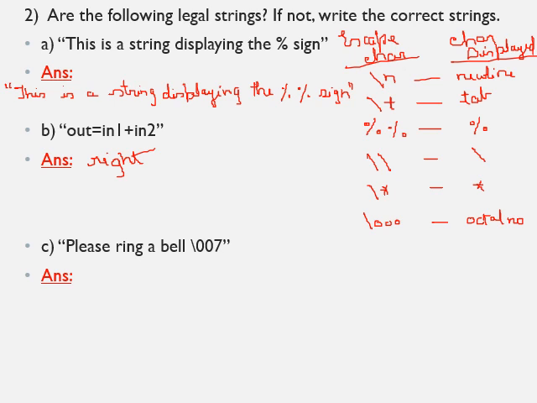Next one, please ring a bell backslash 007. This is an octal number, so this is going to display 7 in octal. So this representation is right.